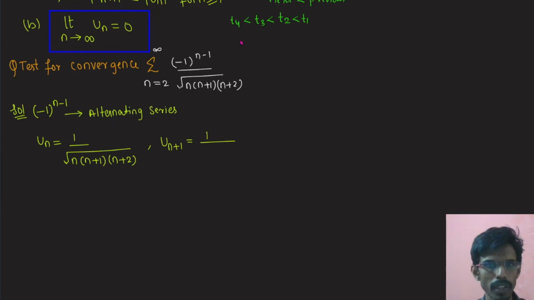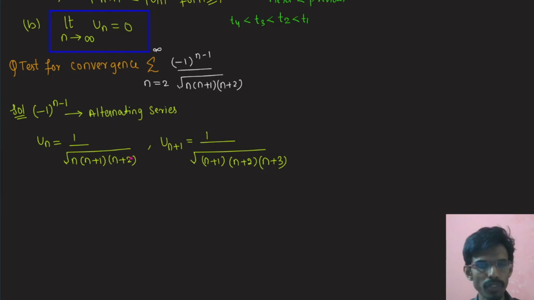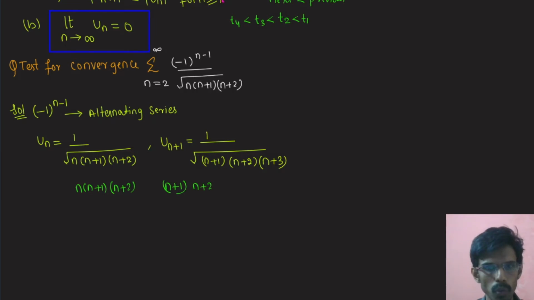Consecutive next term: replace n with n+1. Here I will get n+1. Now n+1 will be n+2, and n+2 will become n+3. Now we want to compare these two terms, to see whether un+1 is greater or un is greater. To do so, I am taking the denominator first. Here we have the denominator n(n+1)(n+2), and here in the denominator we have (n+1)(n+2)(n+3).